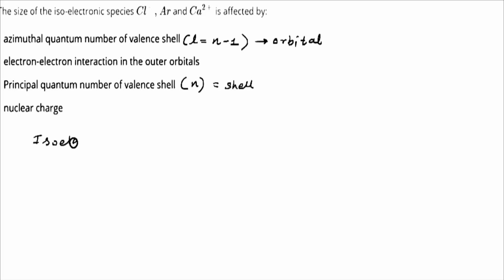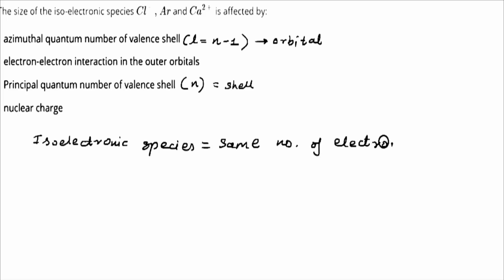What are isoelectronic species, students? Isoelectronic species are the species with the same number of electrons. So it's not defined that it's an atom, it's an ion, it's a molecule, nothing like that. They are simply species. So they could be ionic in nature or they could be neutral atoms. So for instance, if we take the given data, that is Cl-, Ar, and Ca2+, two of them are ions, one of them is a neutral atom.